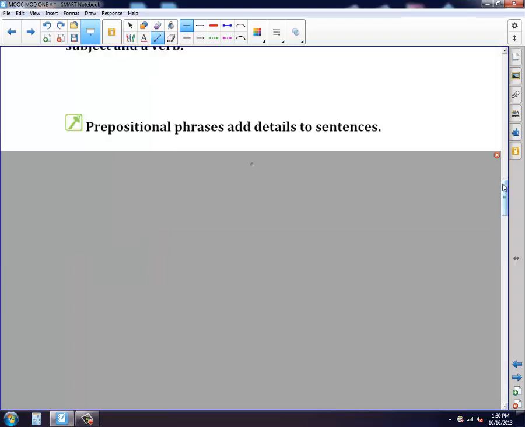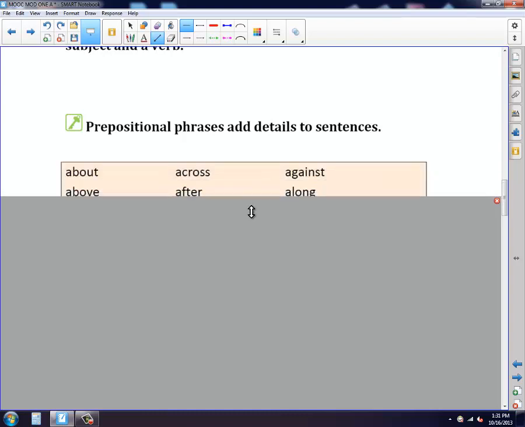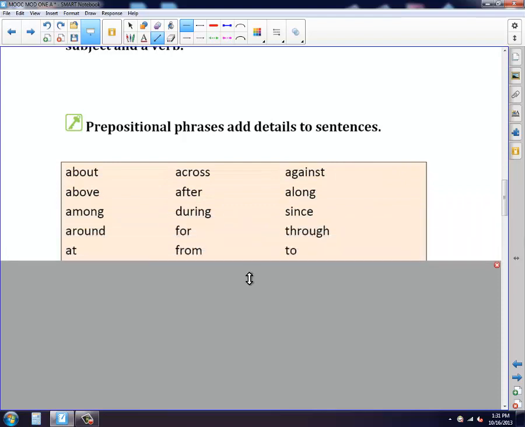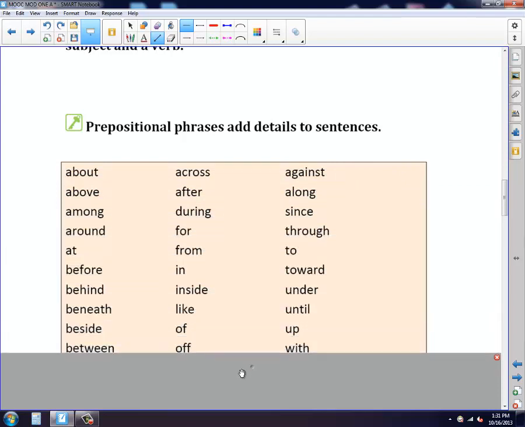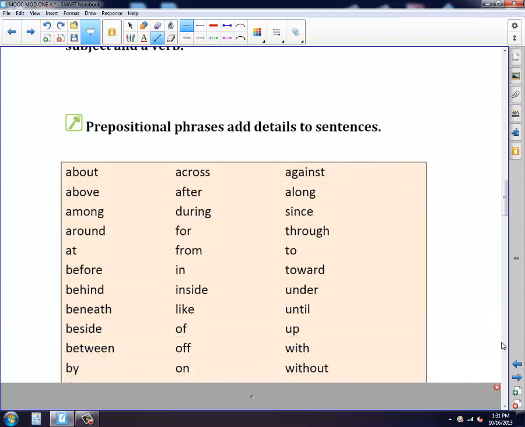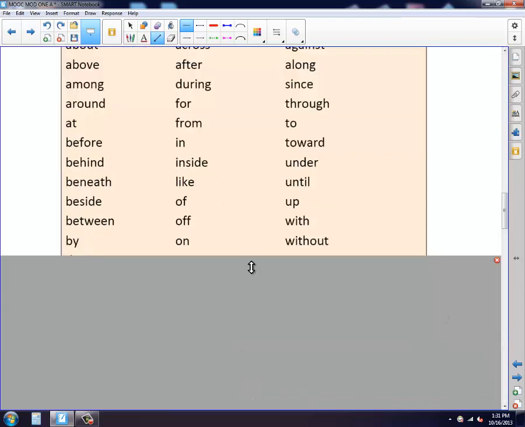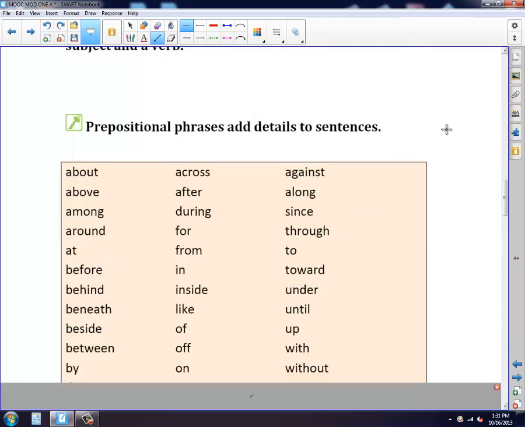Being able to locate prepositional phrases in your sentences will help you identify subjects and verbs because subjects and verbs are not found in prepositional phrases. A prepositional phrase begins with a word known as a preposition and ends with a noun or pronoun called the object of the preposition. In order to recognize prepositional phrases, you first need to know the prepositions.